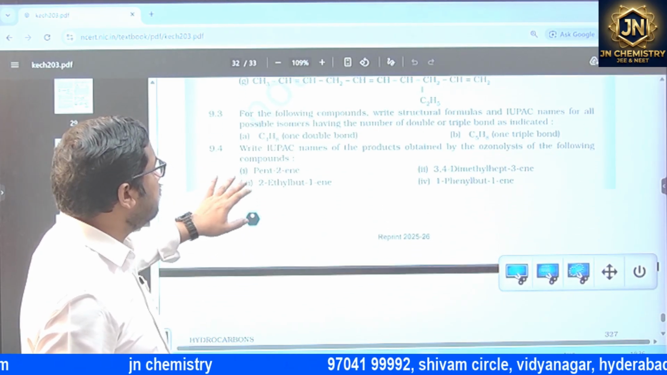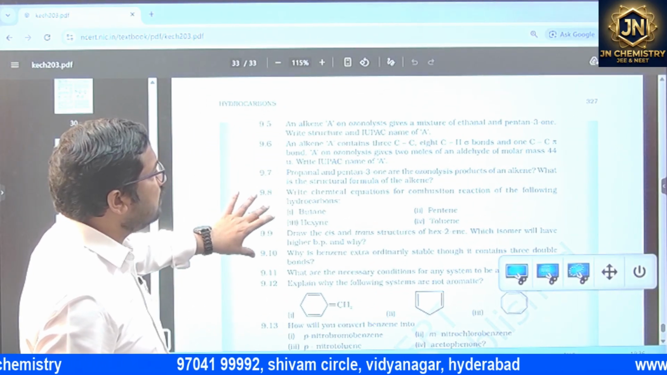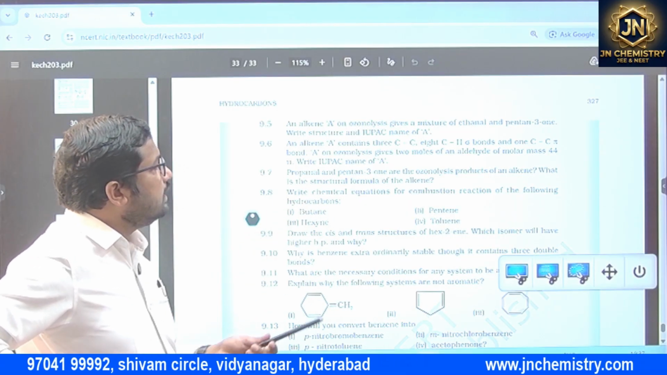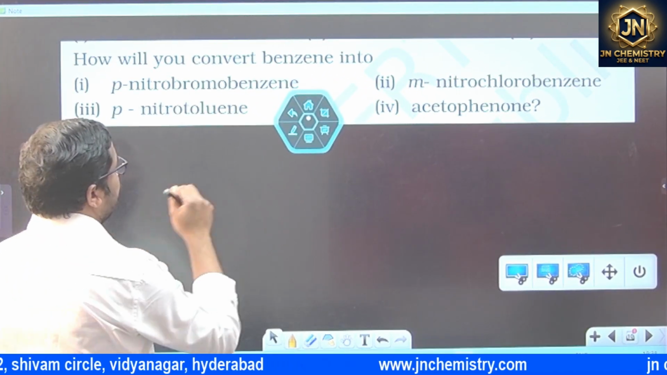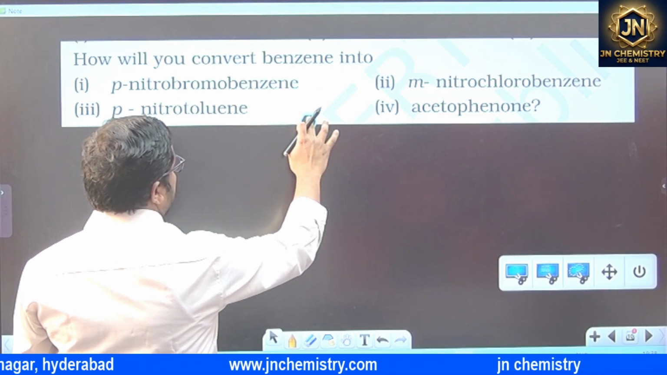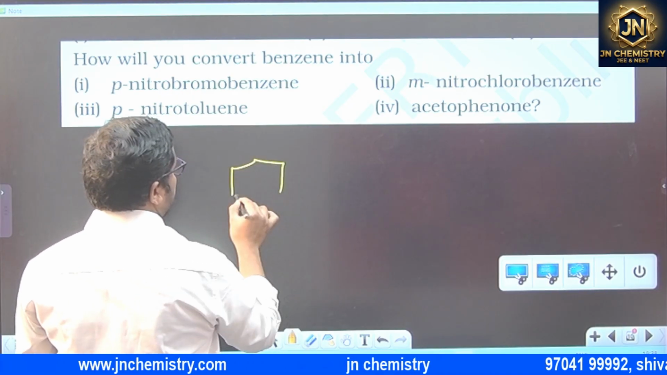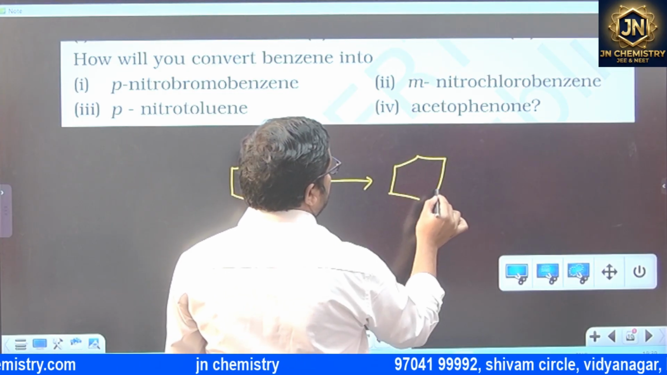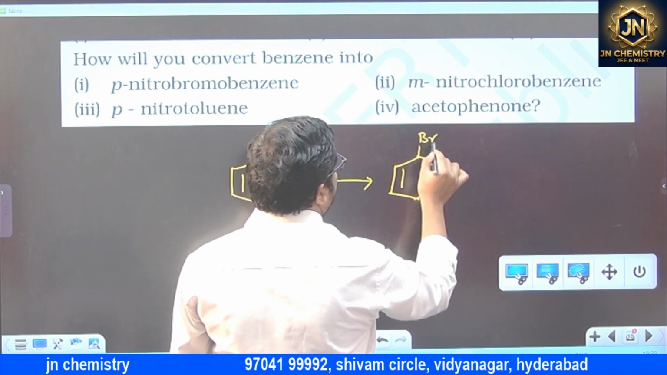So write the IUPAC names of these compounds. An alkene on ozonolysis gives a mixture of ethanal and pentan-3-one. Write the structure and IUPAC name of the compound. An alkane A contains 3 carbon atoms. Write the IUPAC name. How will you convert benzene into para-nitrobenzene? Benzene to para-nitrobenzene, for example.